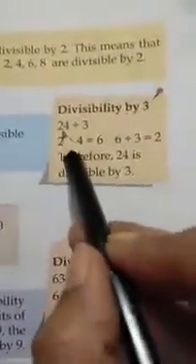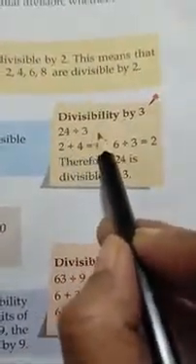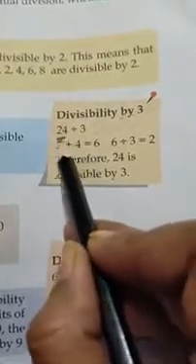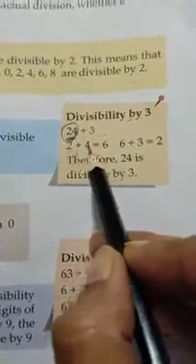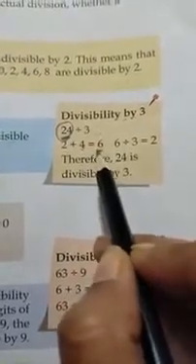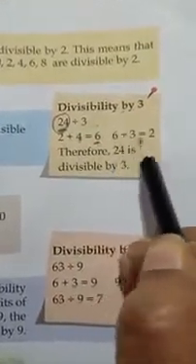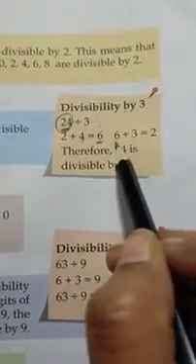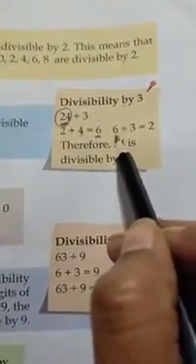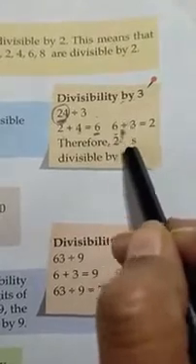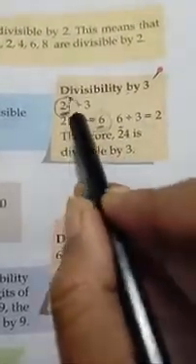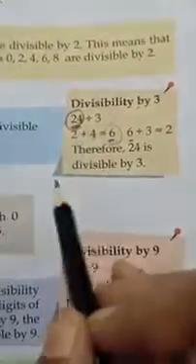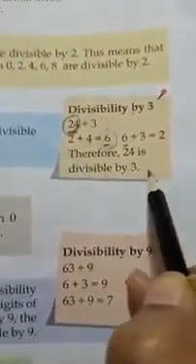For example, 24 divided by 3. Here we will add the digits. 24 is having 2 digits, that is 2 and 4. We will add these both digits, we will get 6. Yes, now 6 is divisible by 3. Why? Because in the table of 3 we get 6. 6 is divisible by 3. So if the sum of the digits is divisible by 3, then the number will also be divisible by 3. Therefore 24 is divisible by 3.